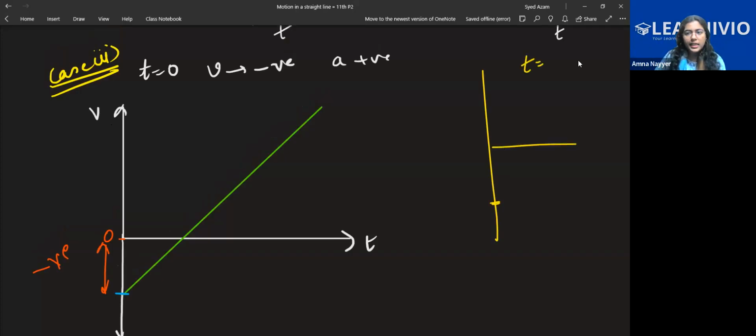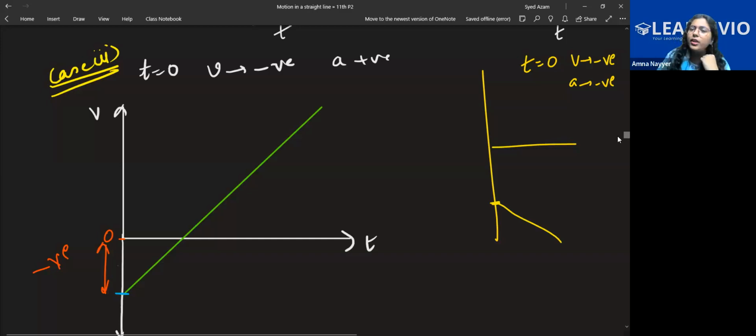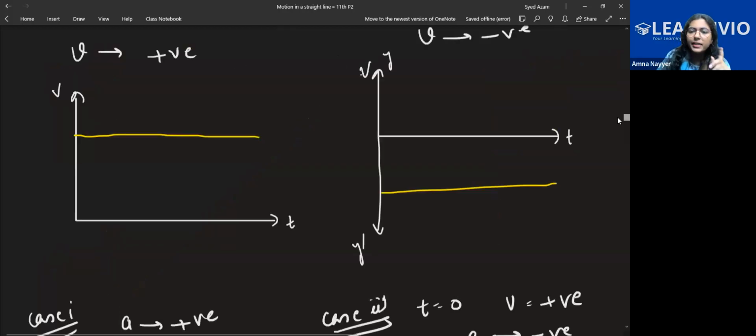At t = 0, v is negative, and acceleration is also negative. So if I go like this, it will be the same. Like this, obtuse, if it was given, in case. Okay, so just read it systematically and whatever you've studied, apply the basics. The main part is this class, this one.